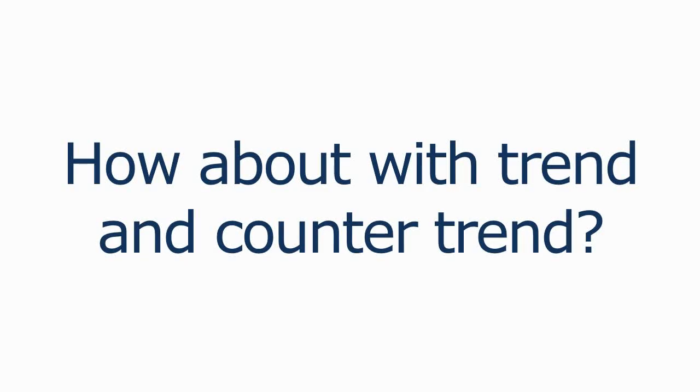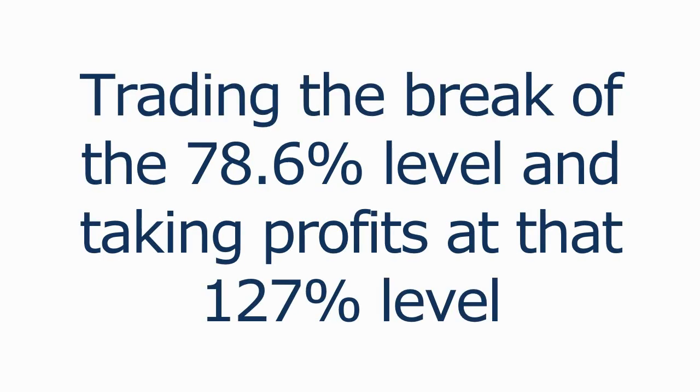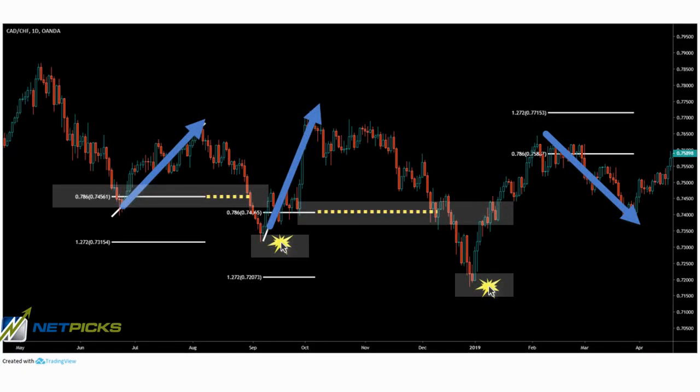Now another method that will utilize the same important ratios of the butterfly allows us to play both sides of the trend. So in this case, we're trading the break of the 78.6 level, taking profits at that 127 level, which is the exact same as the last strategy I just talked about. The yellow dashes are the break of the 78.6 level. The yellow splash is the 127 level where you take profits and reverse if possible.